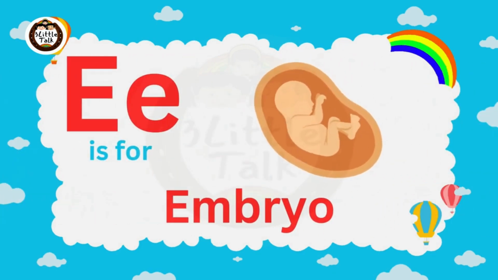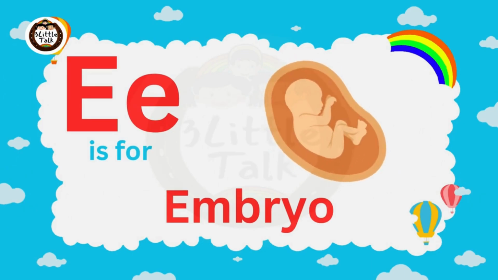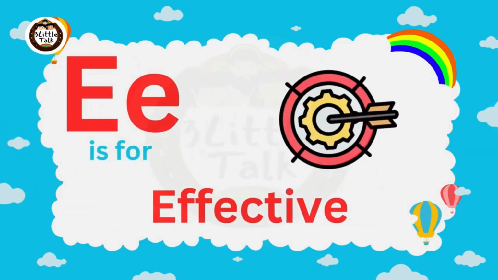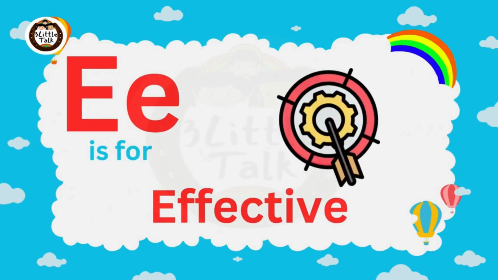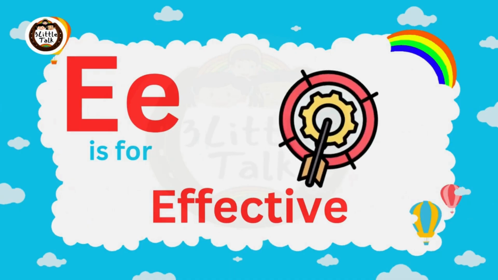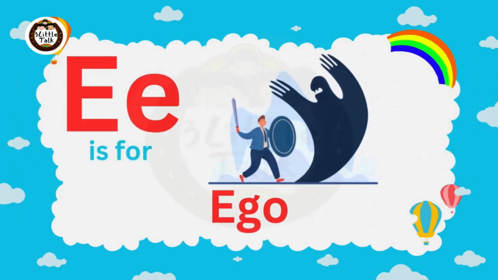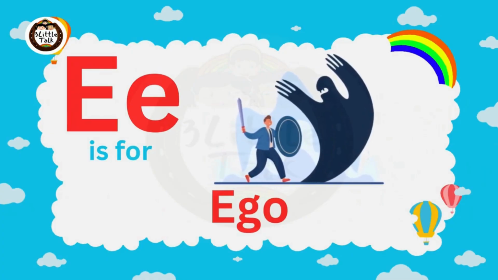E is for embryo. E is for effective. E is for ego.